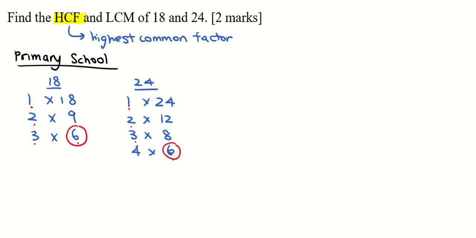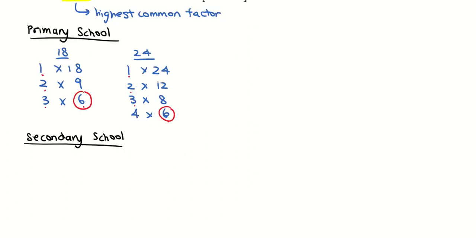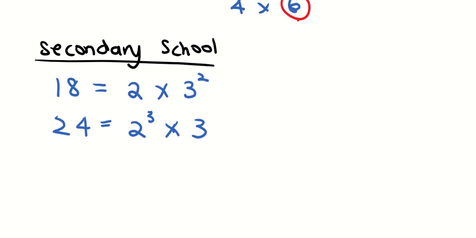But now that in secondary school we learn prime factorization, how do we use prime factorization to help us? So for the secondary school method, let's list down the prime factorization of the two numbers. You can use ladder method or factor tree or use your calculator. The prime factorization of the two numbers are as such. 18 is 2 times 3 squared and 24 is 2 cubed times 3.